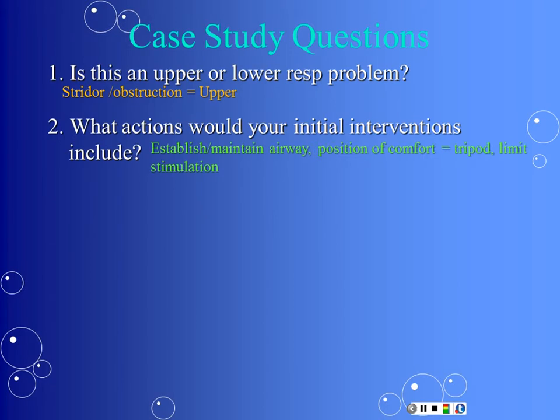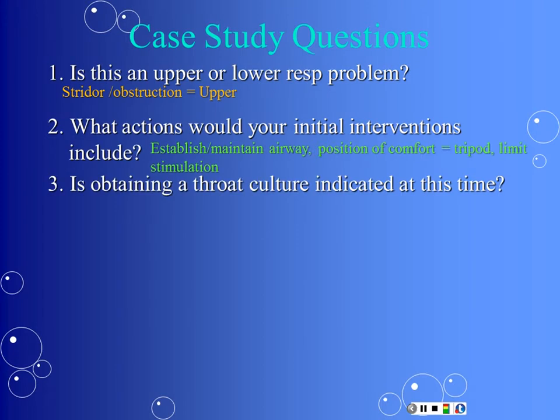That may be by letting them sit in their tripod position right there and be happy, sitting in mom's lap. It may be elevating the head of bed. We may have to bag them if we need to, if they're not able to maintain it. We are not going to tell them to lay down. We are not going to send them off the unit for an x-ray. If they want an x-ray, they need to come to you. You want to leave them where they're comfortable because they are keeping their airway open, and you're going to limit stimulation. We're not going to start an IV.